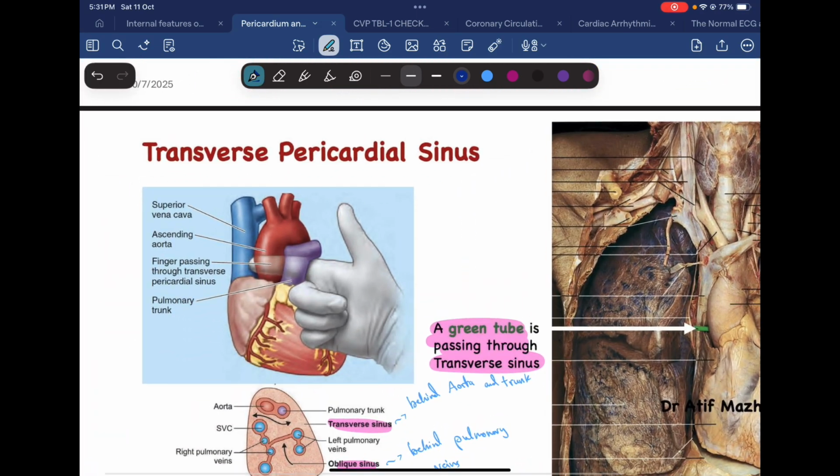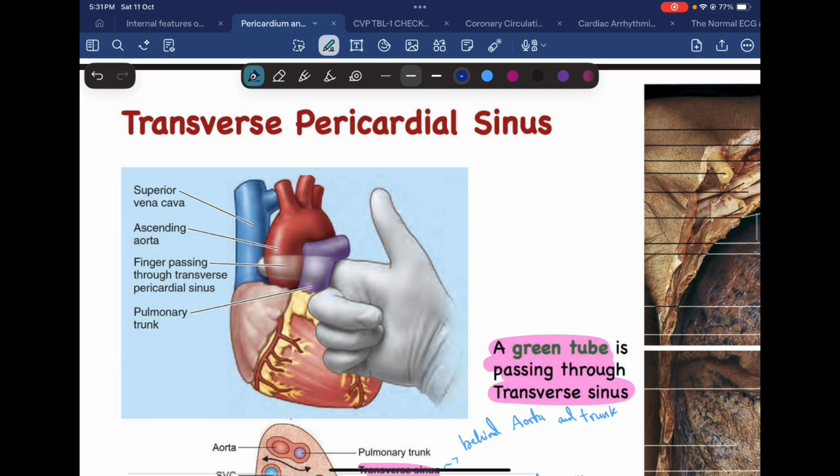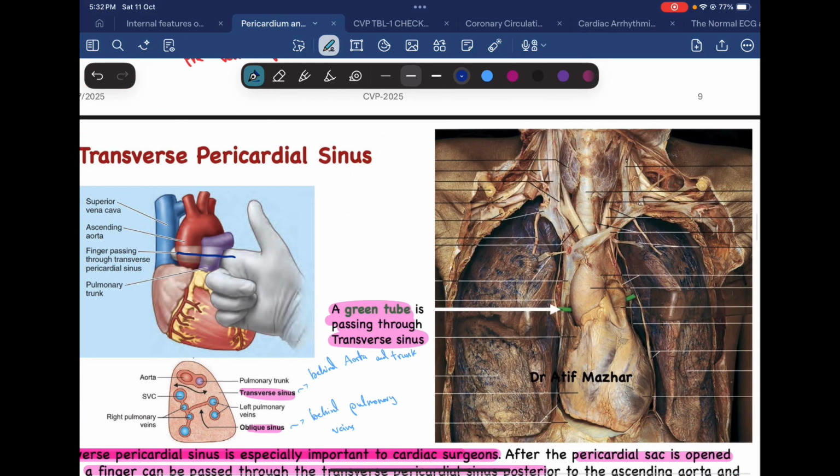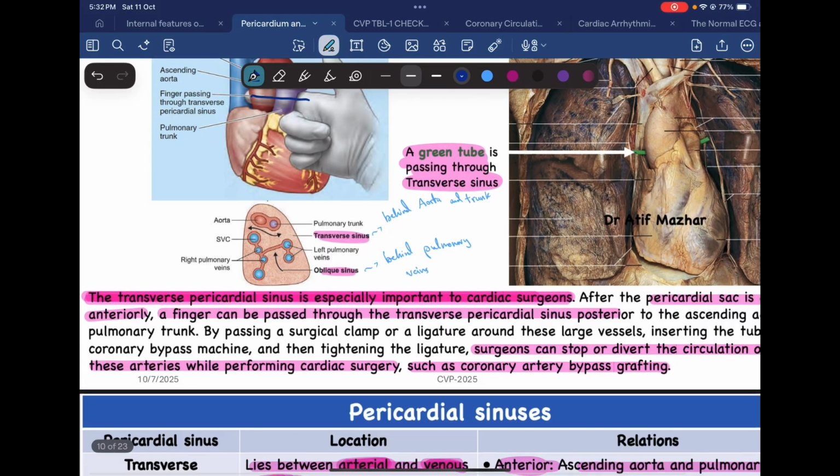Now, this is a picture of the transverse pericardial sinus. You can basically put your finger through it. The aorta and the pulmonary trunk are gonna be anterior to your finger, and posterior to it, you're gonna find the superior vena cava and the pulmonary veins.